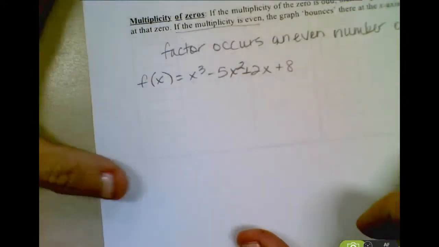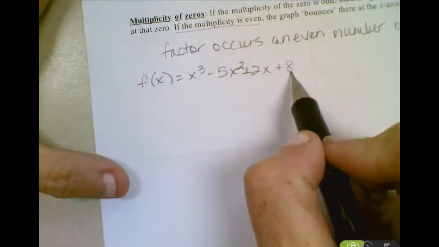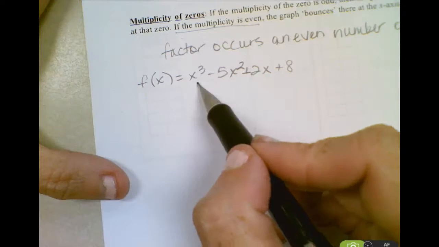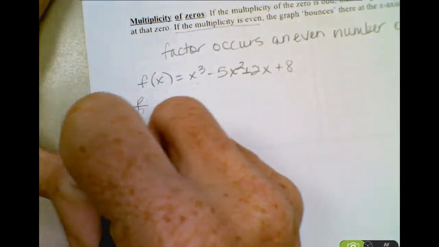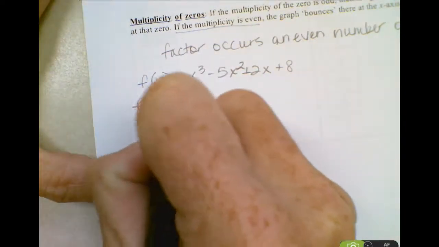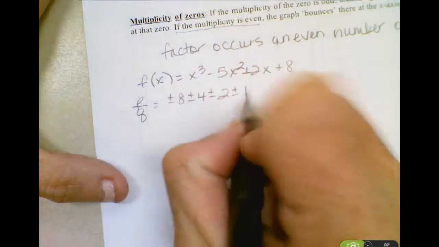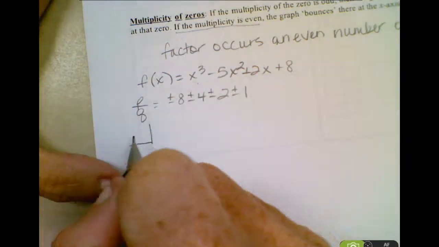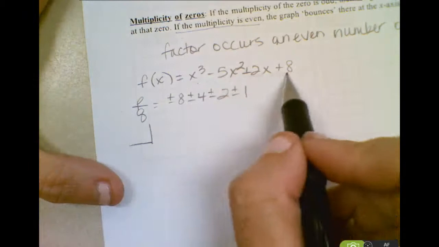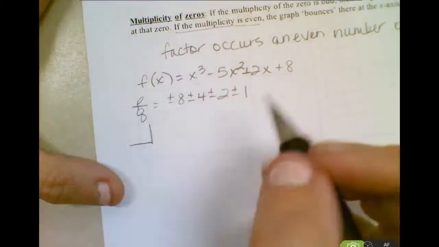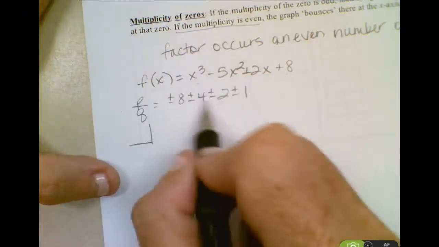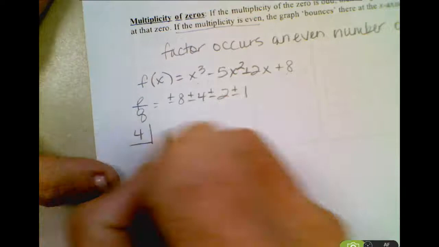So we know that all of our possible roots are all of our factors of our constant divided by all of our factors of our leading coefficient. So all of our p over q would be plus or minus 8, plus or minus 4, plus or minus 2, and plus or minus 1. Using synthetic division, we're just going to start one at a time trying to figure out which one of those would be a rational root. I always like to start somewhere in the middle, so I'm going to start with 4.